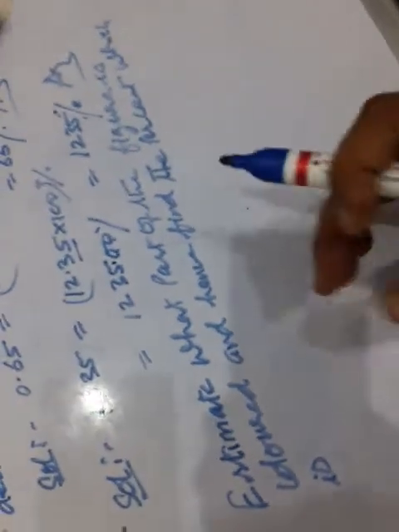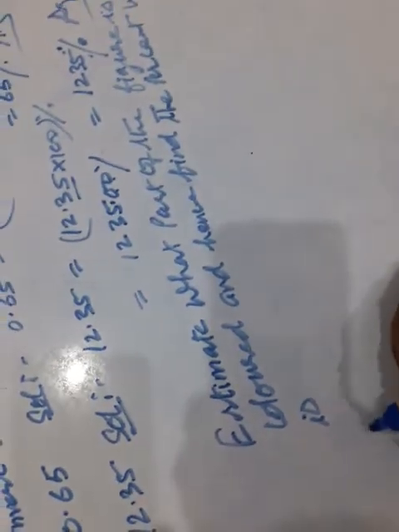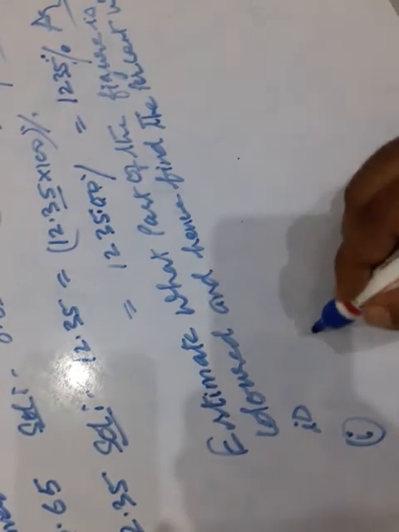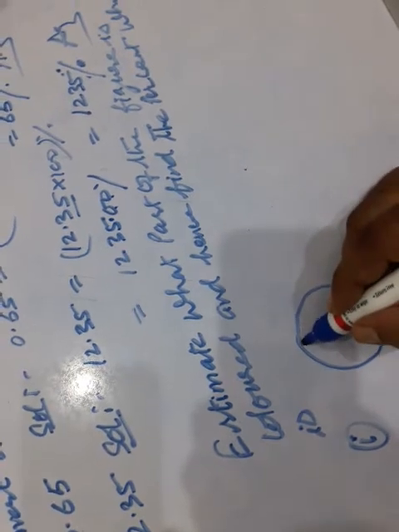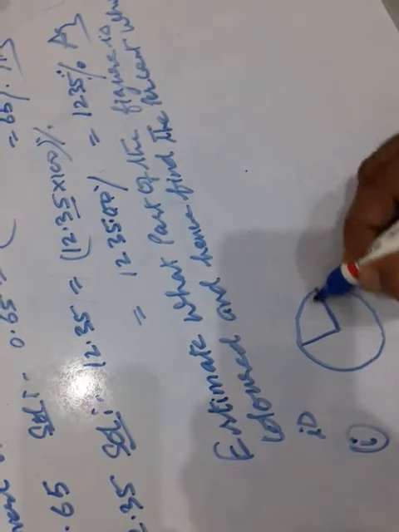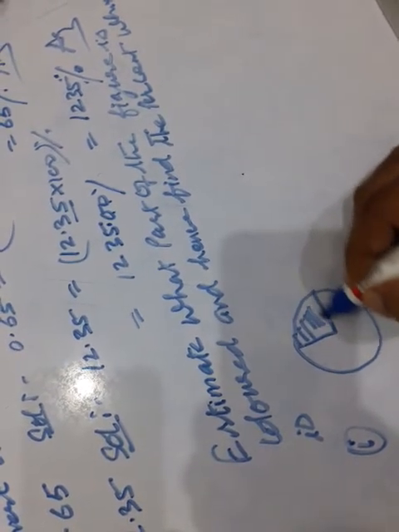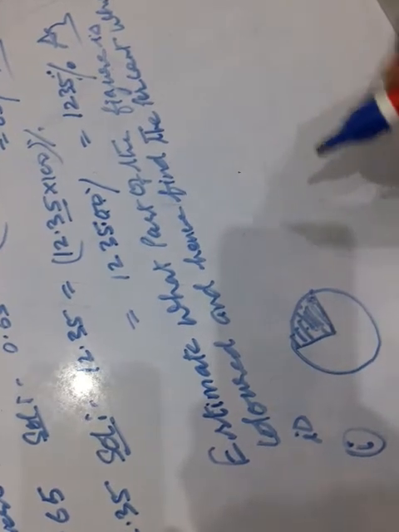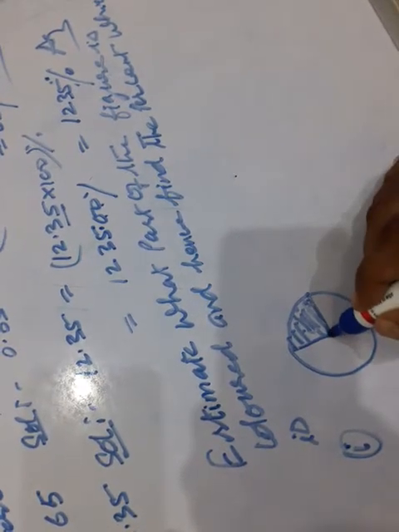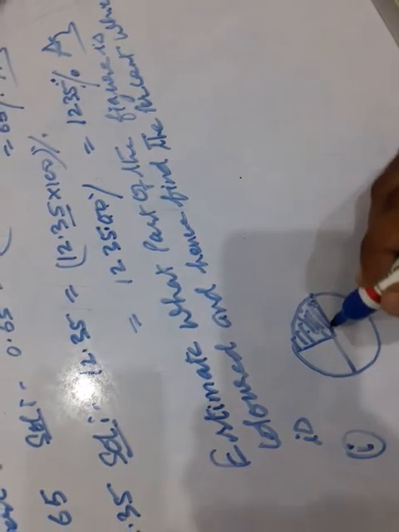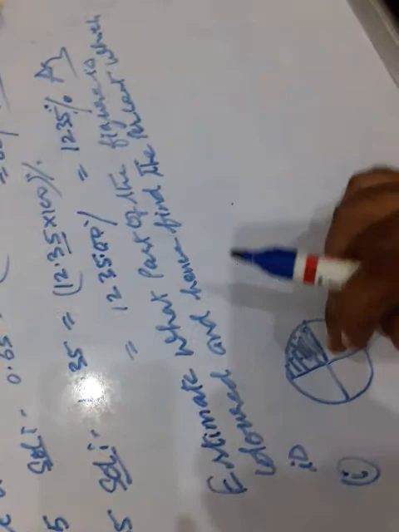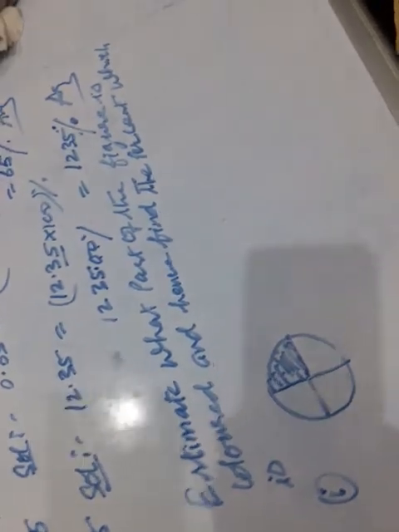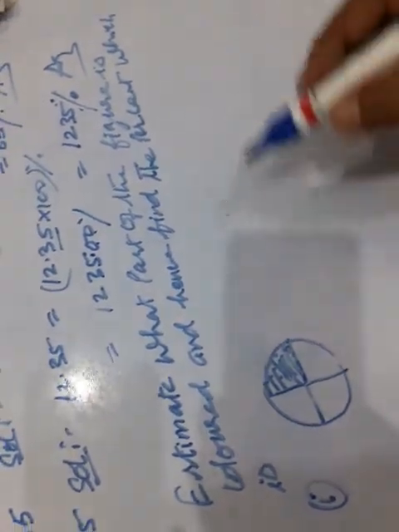What is there, children? Let us take the first part. This is a circle. Here 1 upon 4 part is shaded, children. It is like this. 1 upon 4 part is shaded: 1, 2, 3, 4 parts. Clear? So see the shaded part here.